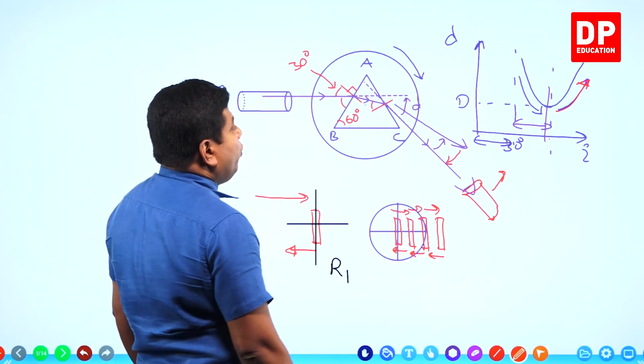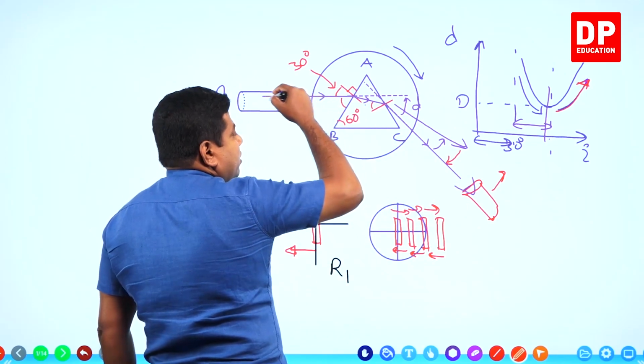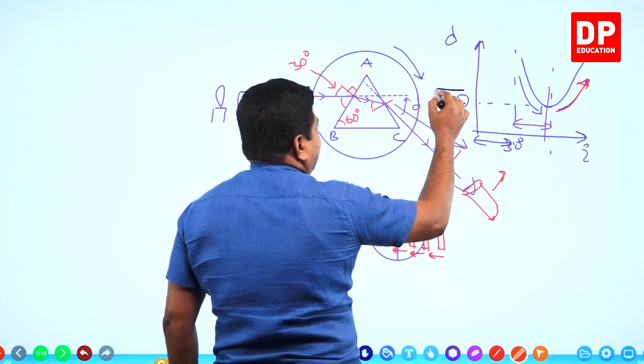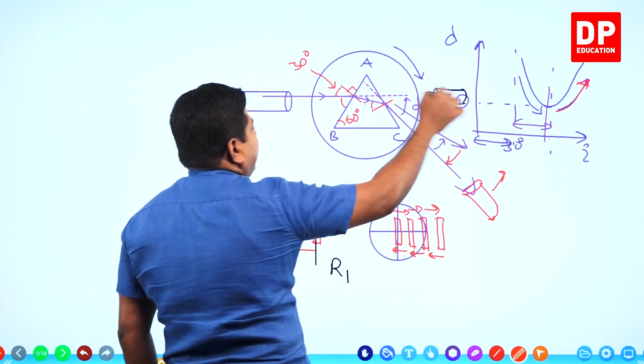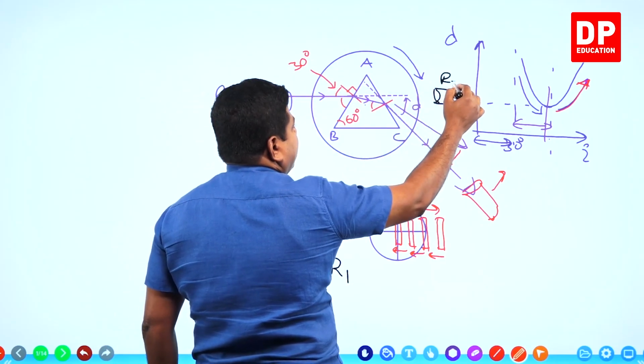Then what do we do? Just remove this prism, set the telescope to be in line with the collimator. Directly you must be able to see the ray. Get the reading at that point. Reading number 2.